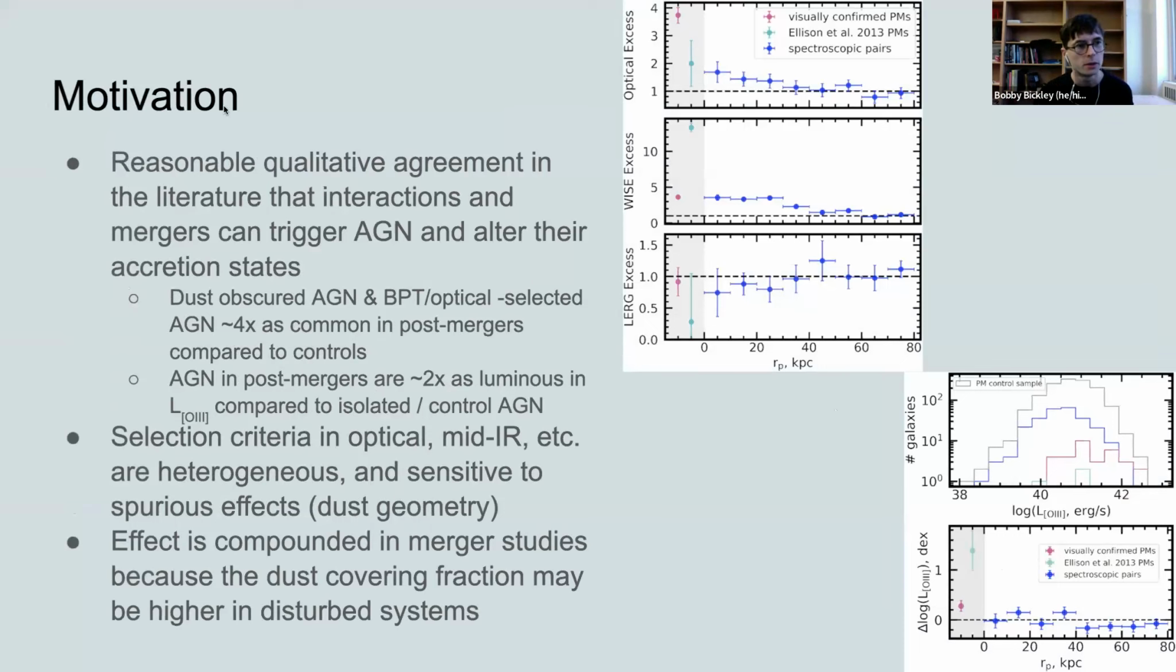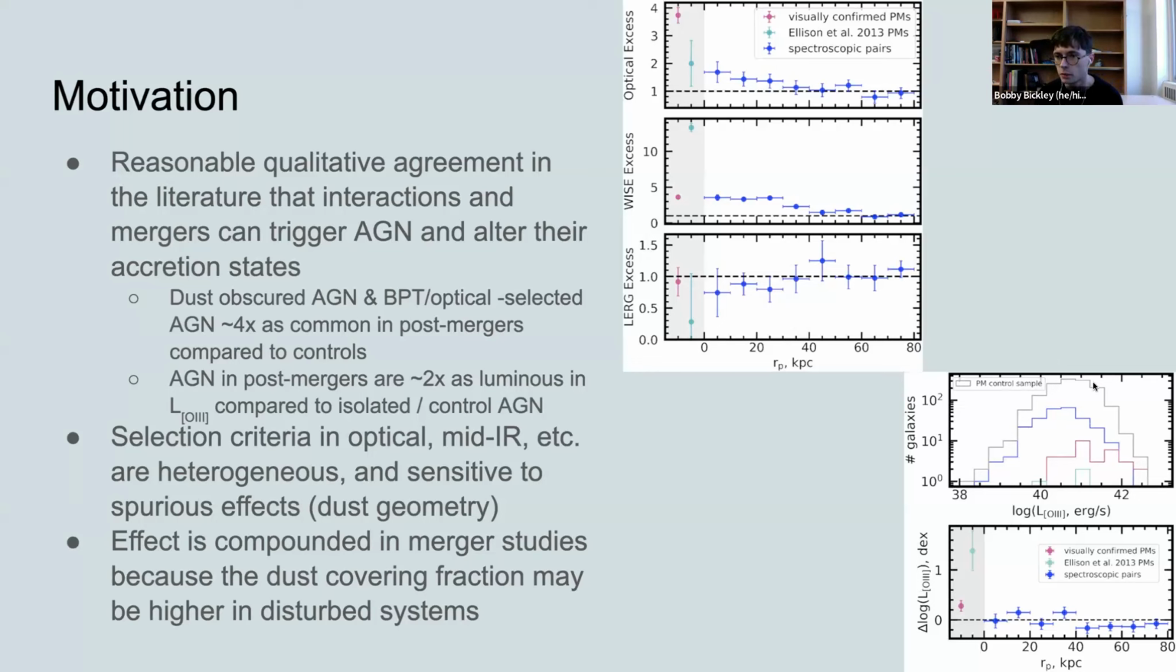But this is the method that we use for post-merger identification. For AGN in post-mergers particularly, I want to suggest at least that there's reasonable qualitative agreement in the literature that interactions and mergers are a channel for triggering AGN in galaxies and altering their accretion states. We expect this is true of galaxies experiencing close interactions who have been tidally disrupted. Gas in those galaxies loses angular momentum and begins to fall towards the center. And we think that these effects once again peak in the post-coalescence epoch.